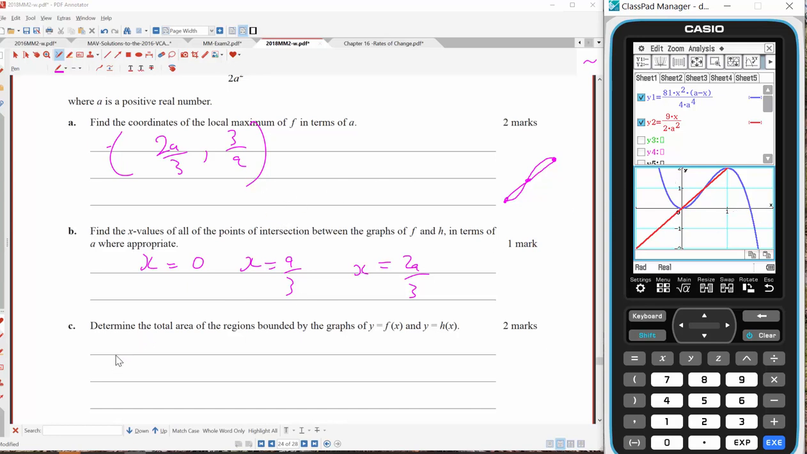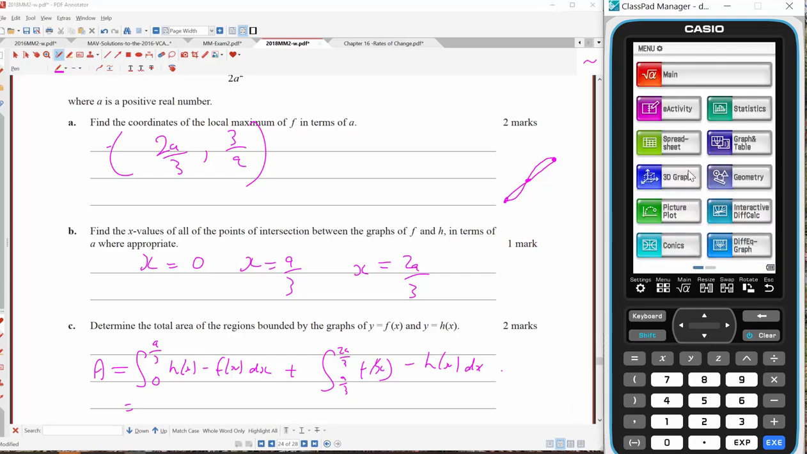Now we can clearly see what we want to get. Let's start working through. We want the area that's bound. So we're going to do an integral at this intersection point here, which is at a on 3 and 0. Top function is the linear, which is h of x, take f of x, plus the second one, these two intersection points here, which is 2a on 3 and a on 3, and it's going to be f of x take away h of x dx.